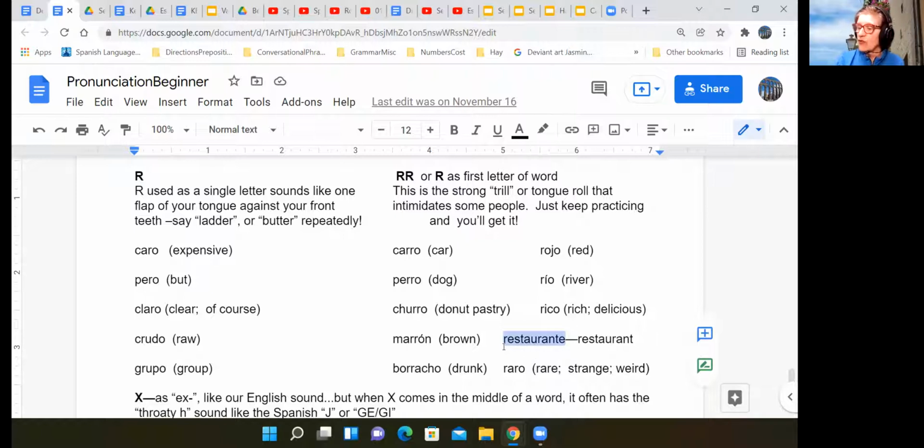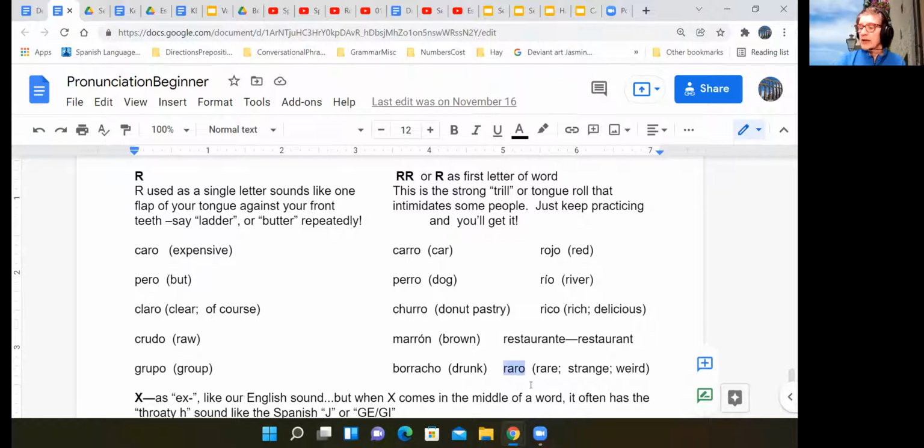Here we get a strong R to start out this word and a little flap in the middle of the word. So, restaurante, restaurante. Restaurante. Bien, sí. Yeah, it takes time, but you know, this is one of those things, if you struggle with it a little bit, you'll get better as you go along.